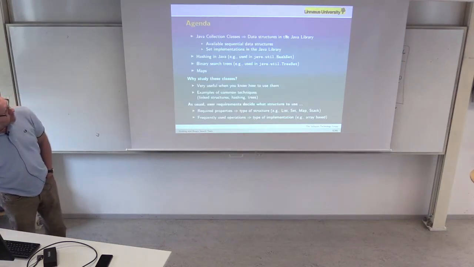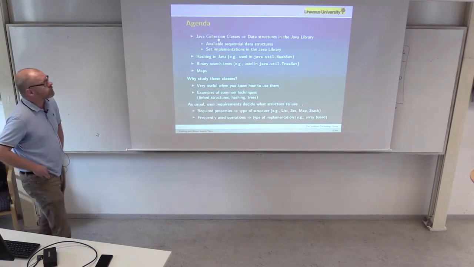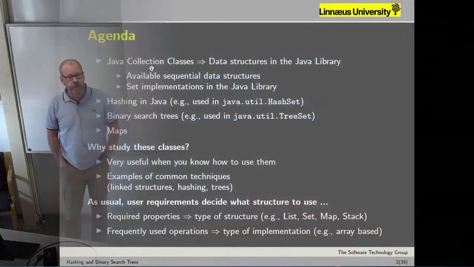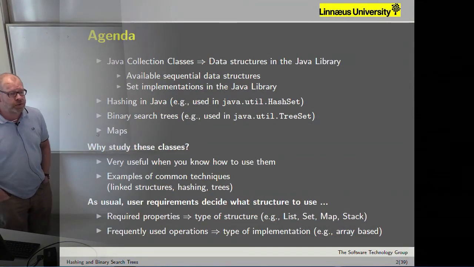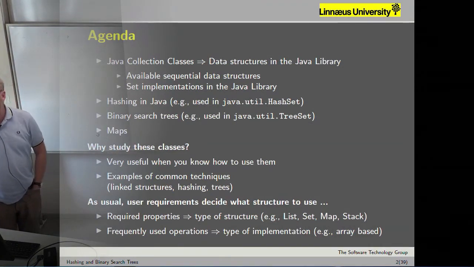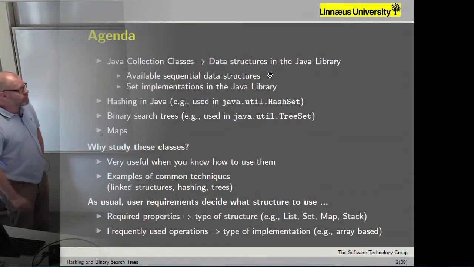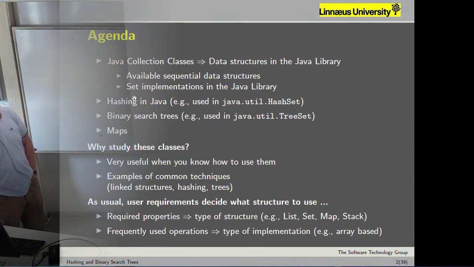I will start by saying a few words about Java collection classes. This is the name of the data structures in Java. When people are talking about the Java collection classes, they are talking about the available data structures in Java. We have seen a number of the so-called sequential data structures. The topic for today will be to take a look at the set implementations that are available in the Java library. We will also take a look at how to implement hashing and also binary search trees.